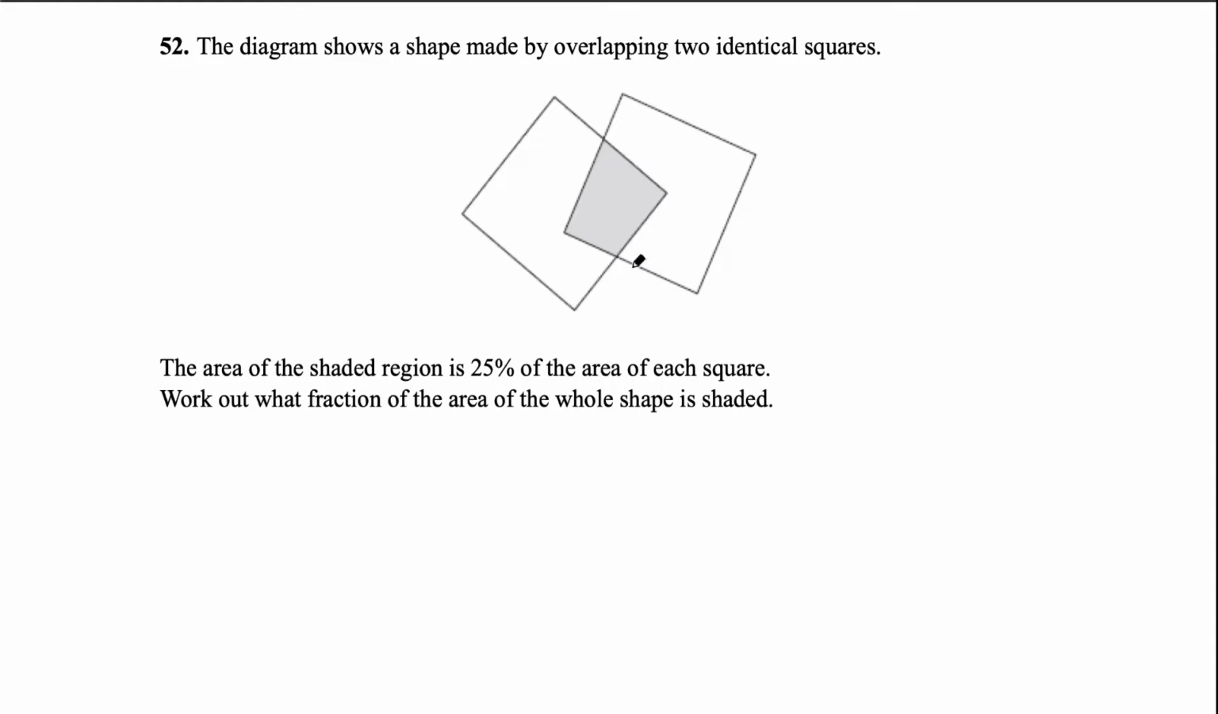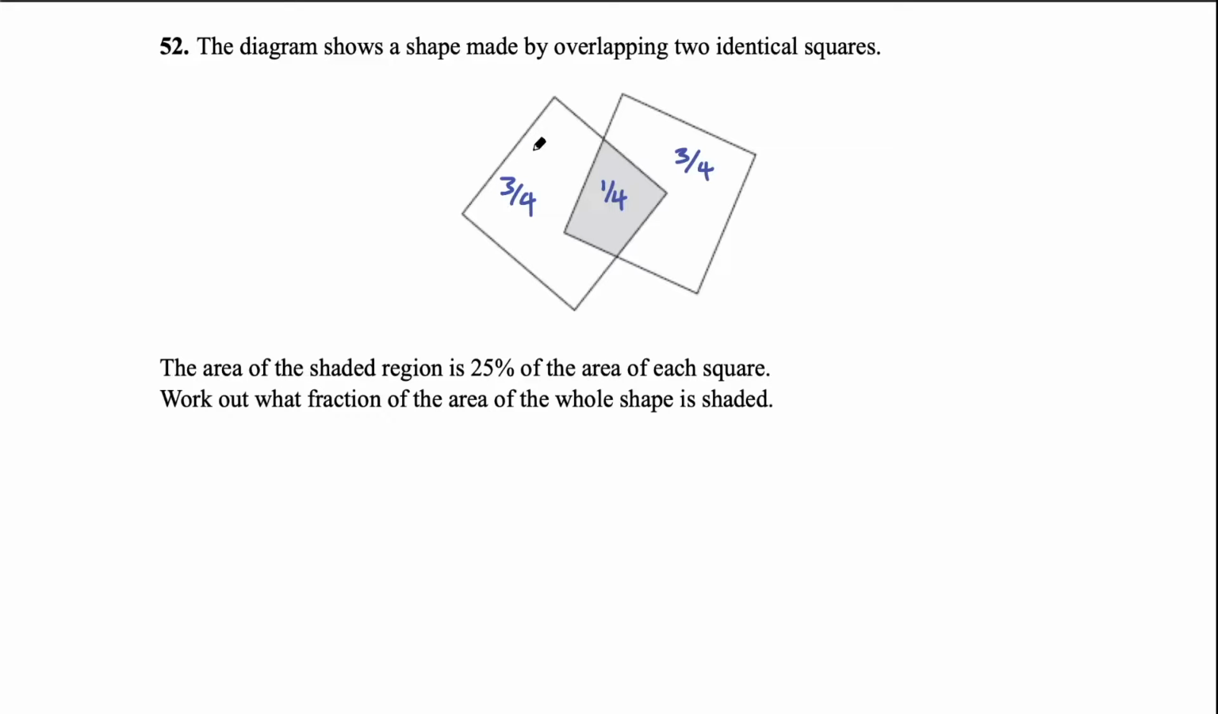So we could call this a quarter of this square here, and then this would be 3/4. And it's also a quarter of this square over here, and this would be 3/4 of that square. Okay, so it's not a quarter of this whole shape. That's not what I've written here. It's a quarter of each individual square.